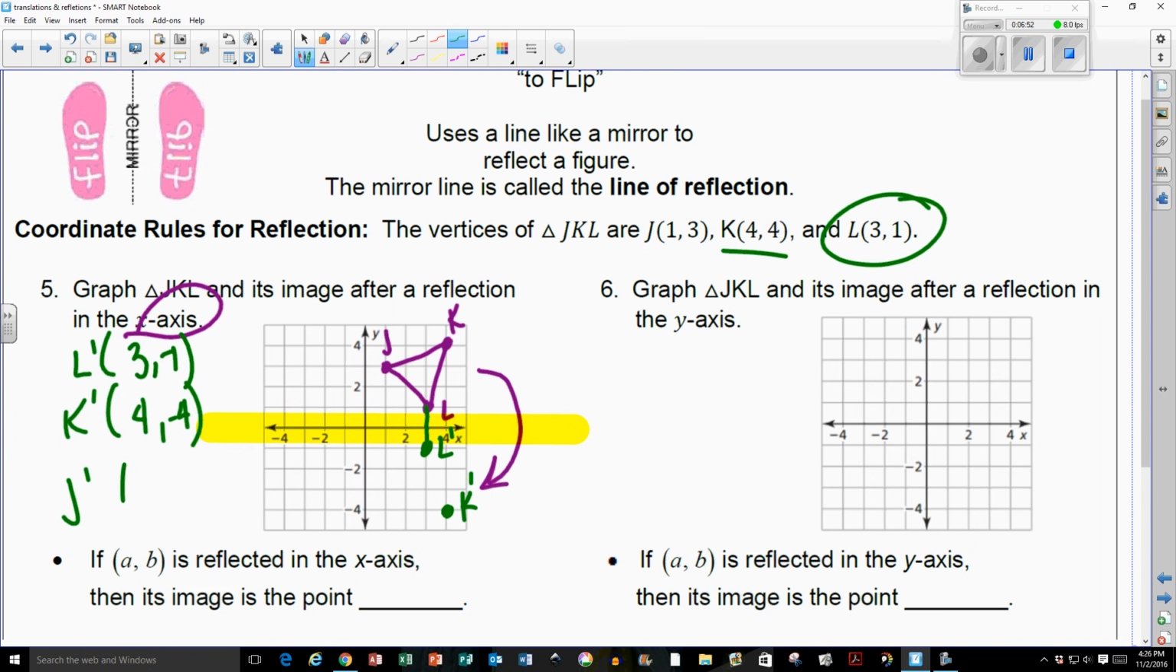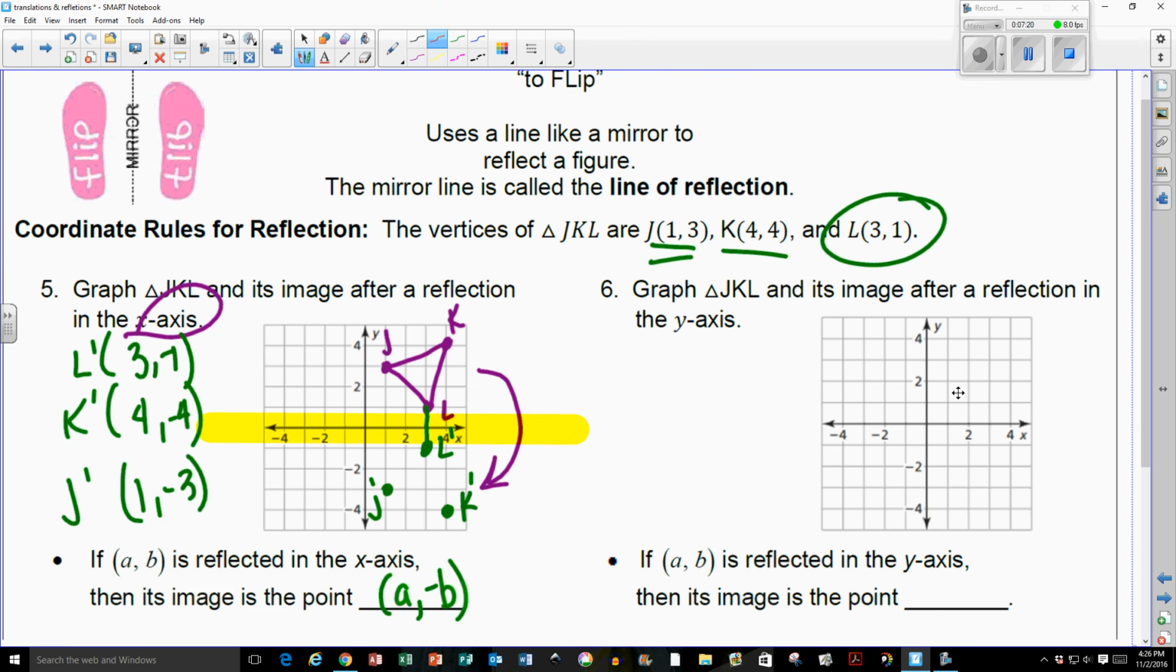So J prime, well, that's 1, 2, 3, 1, 2, 3. So J prime would be here, so that would be (1, -3). And again, if you compare it, the only thing that happened was the y changed. So if you take a point (a, b) and you reflect it over the x-axis, the new point is: the x value stays the same, the y value is opposite.